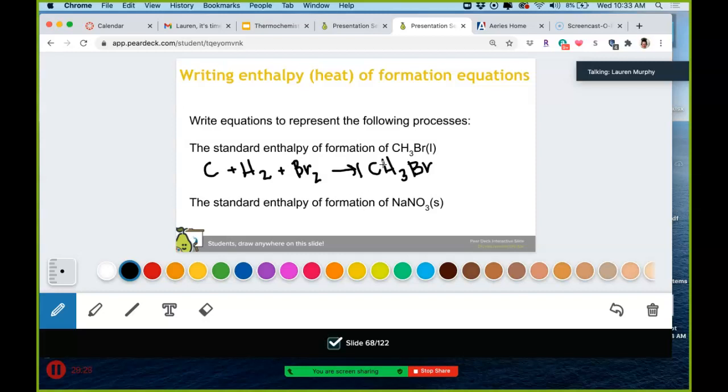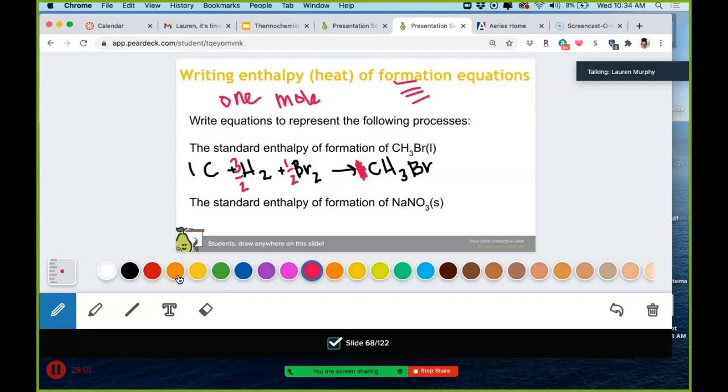So you go, okay, one carbon. 3 hydrogens, yuck. So you've got to put 3 halves here. 3 halves times 2 is 3. 1 bromine, so you have to do this: 1/2 times 2 is 1, right? Because we're only allowed to form 1 mole of the product. That's by definition what formation equations are. You're making just one of the compound.